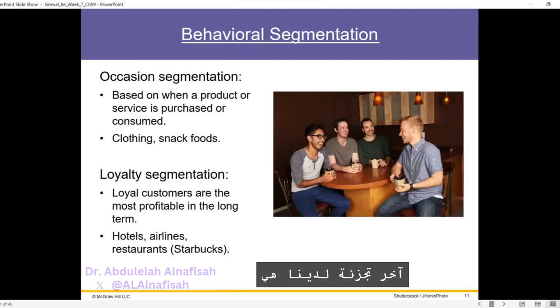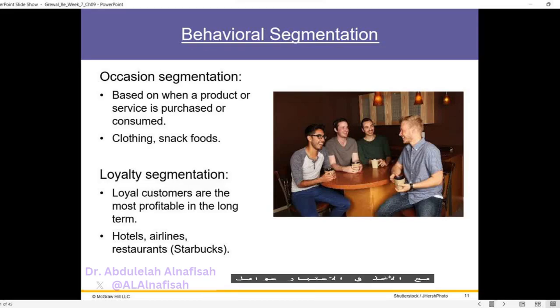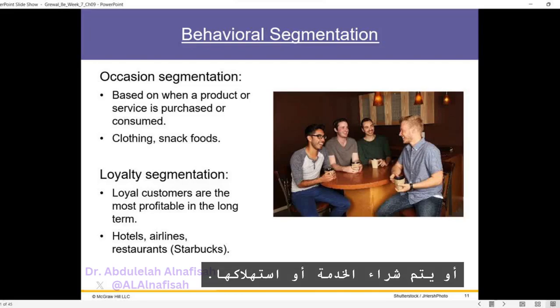The last segmentation we have is behavioral segmentation. Behavioral segmentation involves dividing customers into groups based on how they use a product or service, considering factors such as occasion and loyalty. Occasion segmentation focuses on when a product or service is purchased or consumed. Different occasions may call for different needs and preferences.